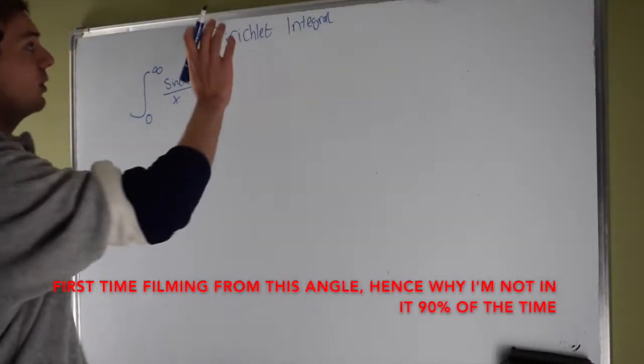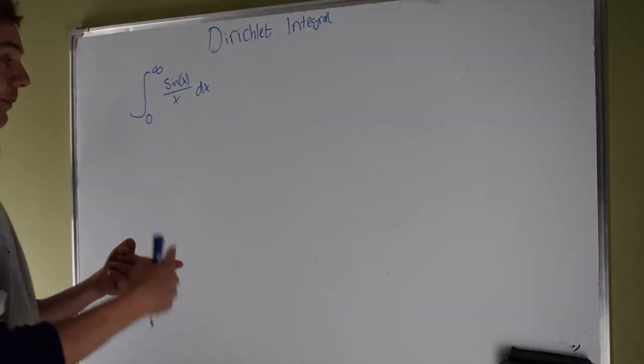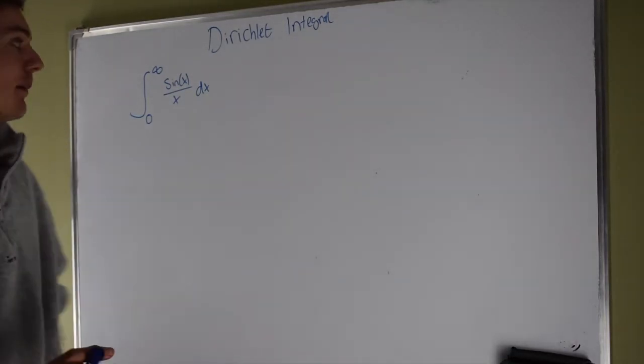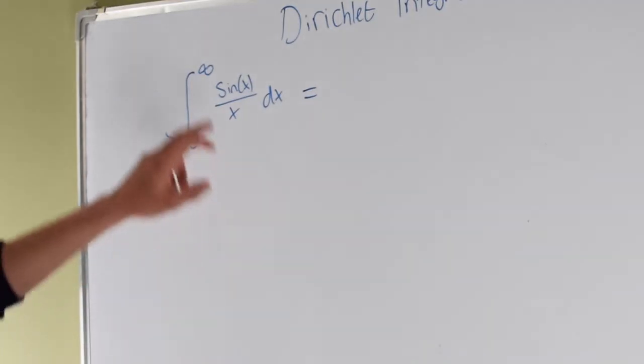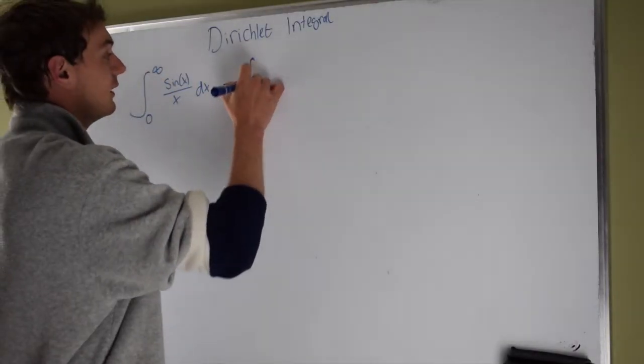Okay, in this video I'm going to show you how to integrate the Dirichlet integral. I've got two ways to do it. I'm going to do the Laplace transform and then secondly Feynman's trick. So what we're going to do first is replace x, because it's a dummy variable, with t in order to get the method for Laplace.